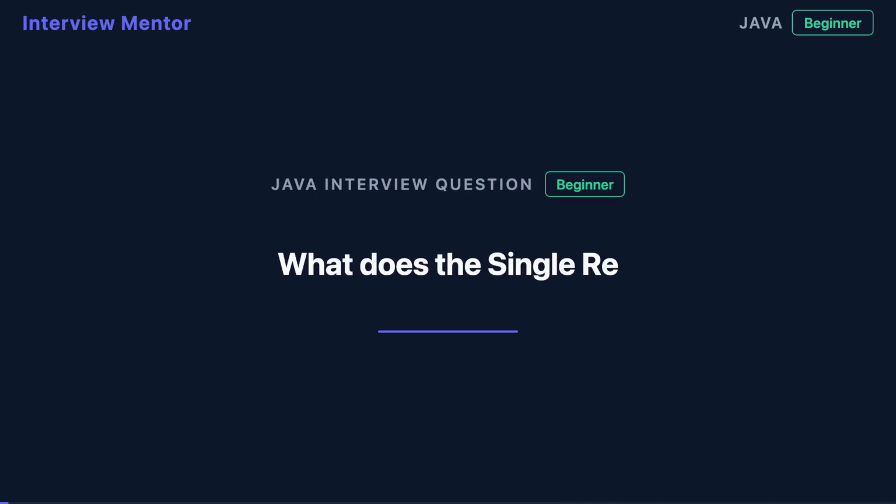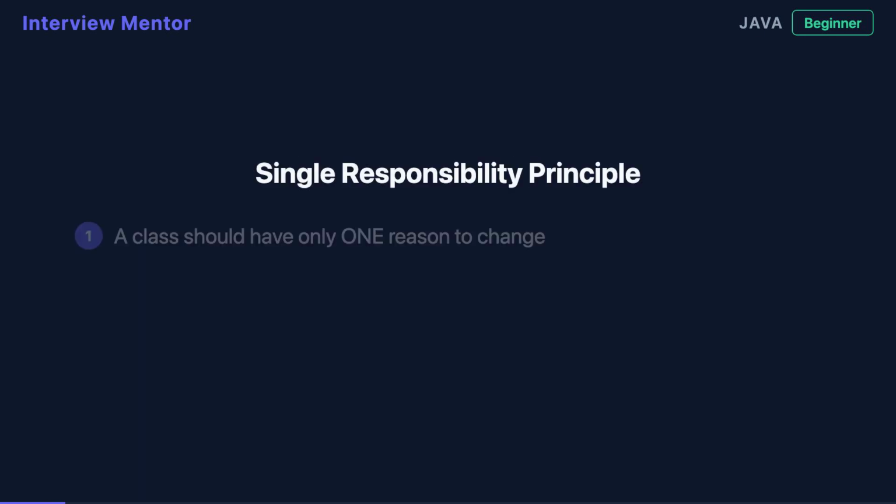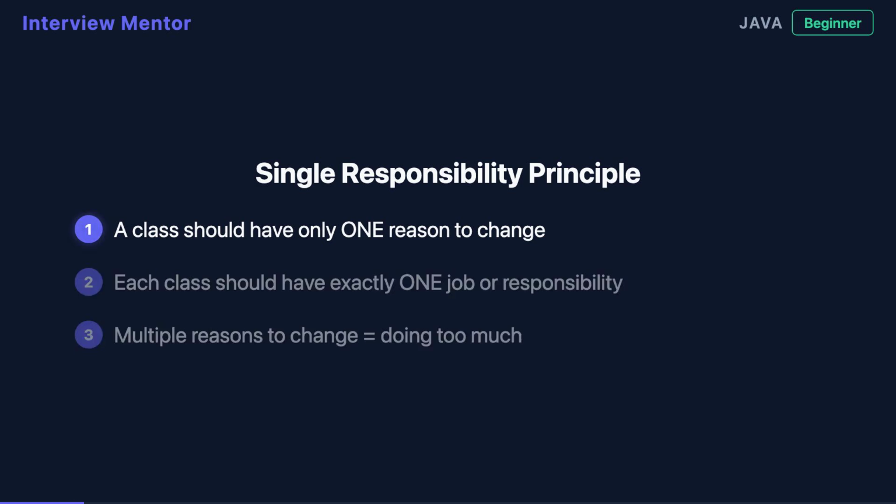Ever had a class break in 3 different places when you changed one thing? That's what happens when you violate the single responsibility principle. The single responsibility principle states that a class should have only one reason to change. In other words, each class should have exactly one job or responsibility. If you need to modify a class for multiple different reasons, that's a red flag that it's doing too much.